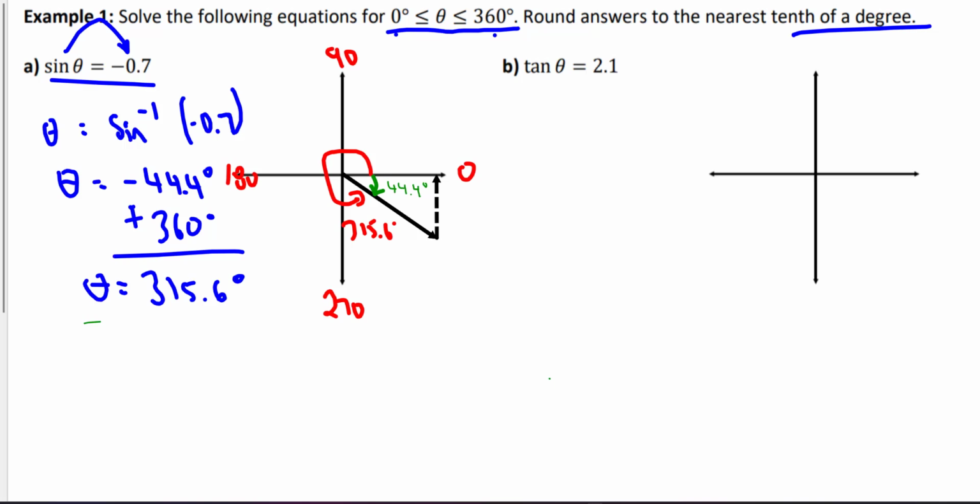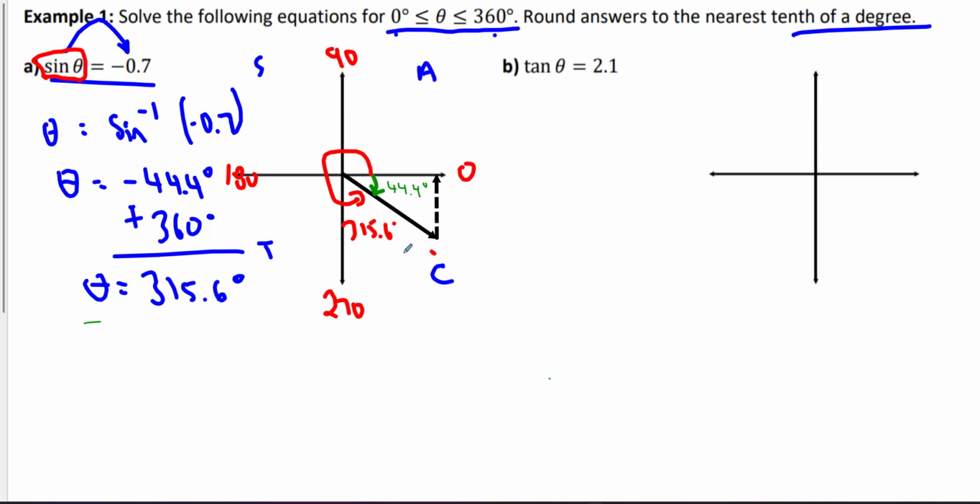What else do we know? We've learned the CAST rule. We know CAST. And we know that this is a sine function that we're dealing with, right? Sine function. Now, sine in quadrant 4, is it positive or negative? What do you guys think? The sine function, is it positive or negative in quadrant 4?